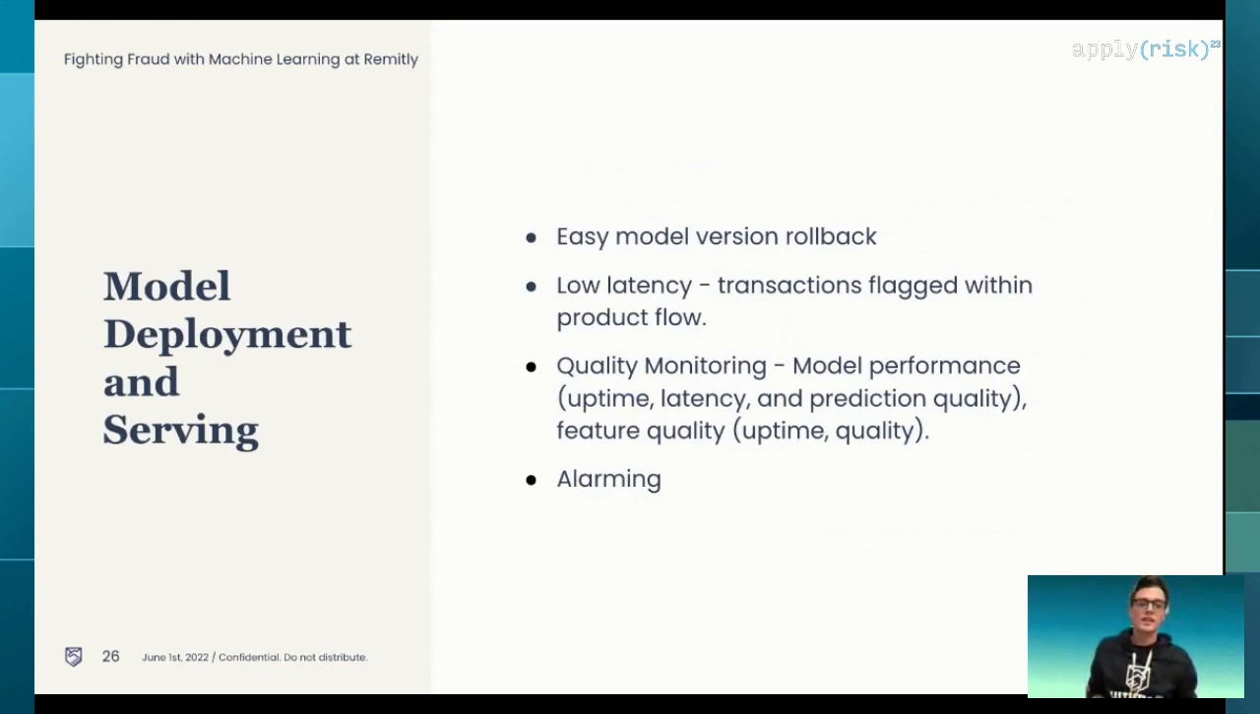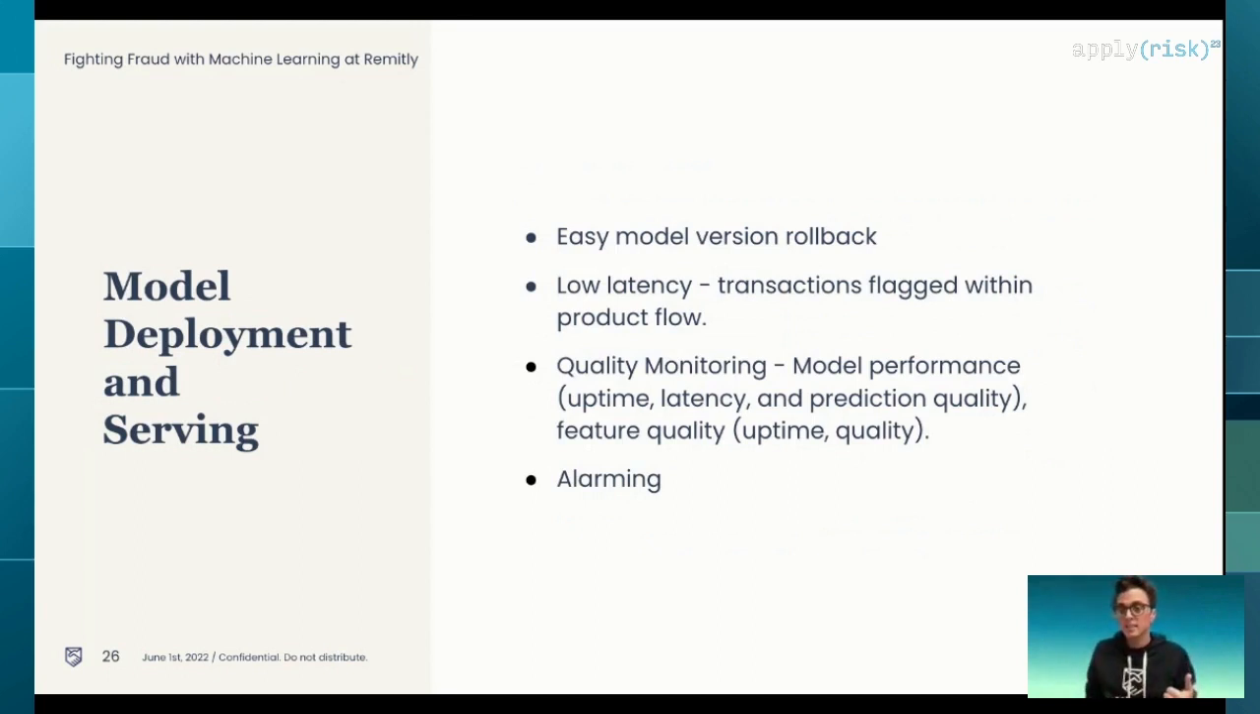So we have our own in-house model deployment service built on top of AWS SageMaker. And here are some of the things that we found valuable as we iterated and built out this system. So the first is easy model rollback. If we ship a bad model, you got to be able to roll it back quickly. Next is high availability with low latency with SLAs on both.